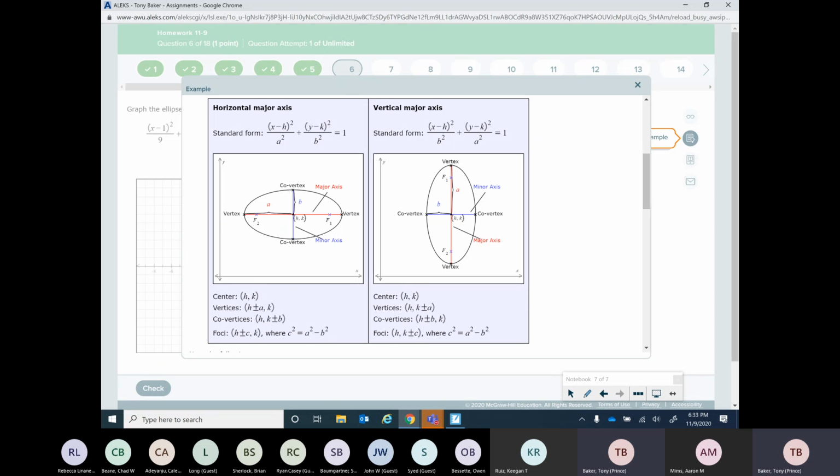So we have to either add or subtract c to the h or the k, depending on the direction we're going to go. And we find c by doing a squared minus b squared. It's kind of like the Pythagorean theorem, except it's subtraction instead of addition. So make sure you have those formulas written down, because we're going to use them for the next about 7 problems. The next 7 ones are all ellipse problems.